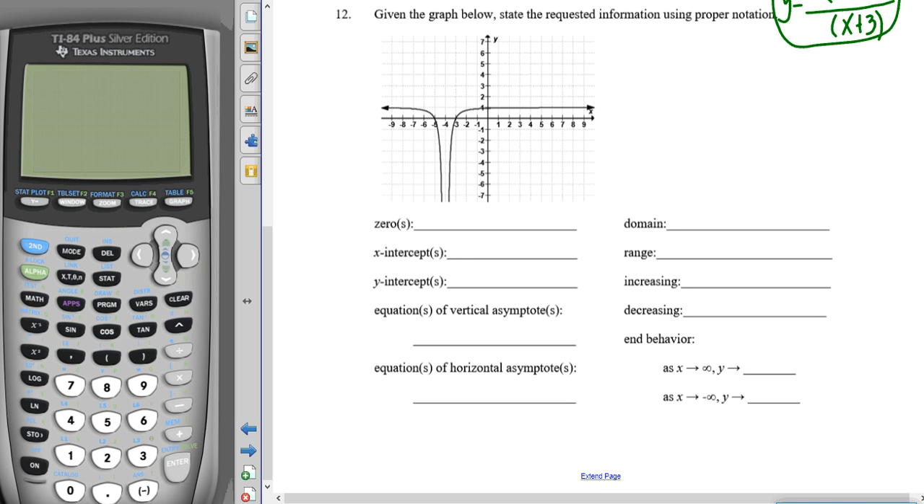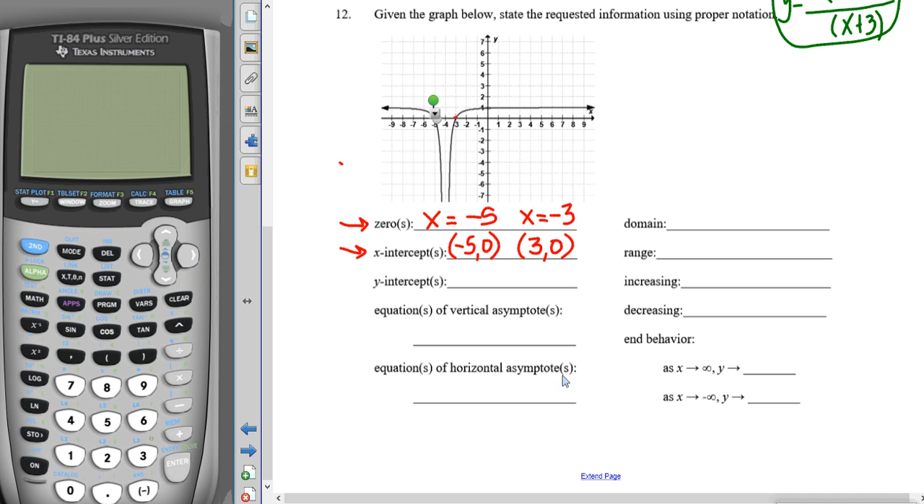All right, for question number 12, again, same type of thing. This one starts out with the zeros. I need to know that the zeros and the x-intercepts are the same thing. That's where I hit the x-axis. Looks like I hit right here at x equals negative 5. I'm going to write my 0 as x equals negative 5, and I'm going to write my x-intercept as negative 5, 0. It looks like I also hit right there at negative 3. So I have a 0 at x equals negative 3, and an x-intercept at negative 3, 0.